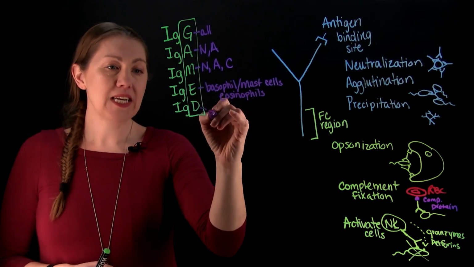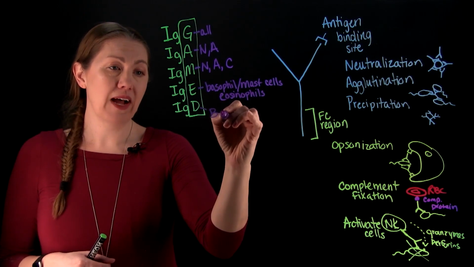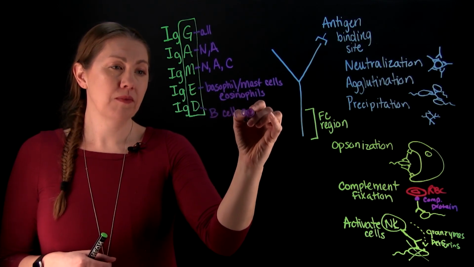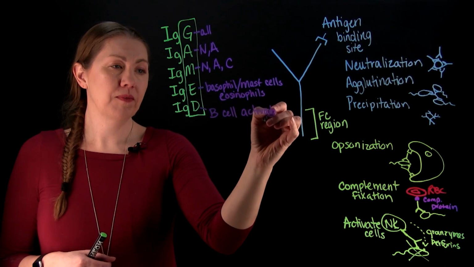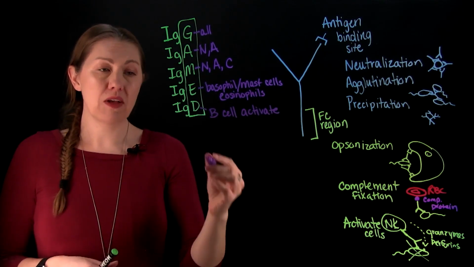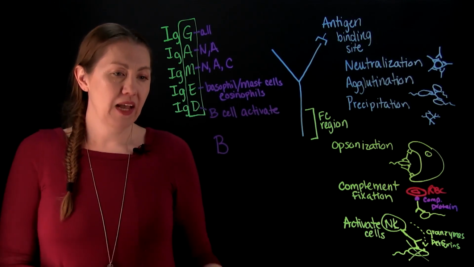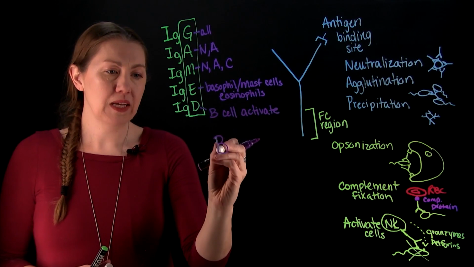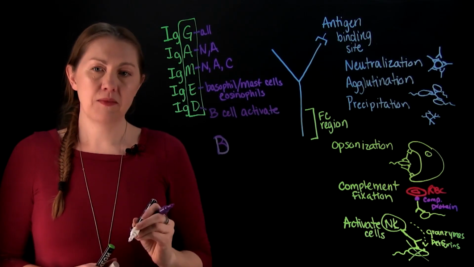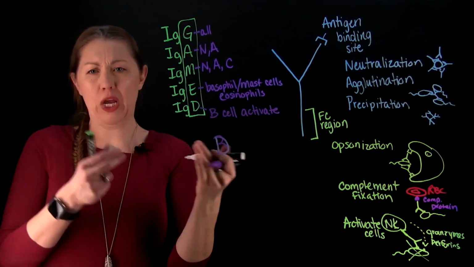Now the IgD has a role with B cells, so it has a role in B cell activation. We activate B cells because IgD is on the surface of B cells. I don't know if it helps you, but this is how I do it. If I look at the letter B, it's not a far jump to go from B to D. I think of the B and the D going together because D is the closest looking letter to the letter B.